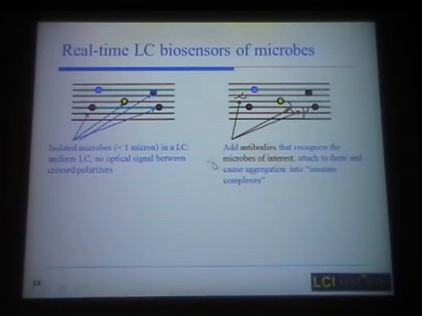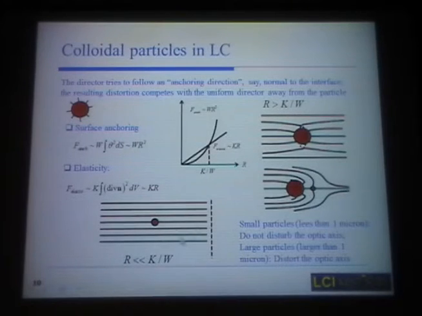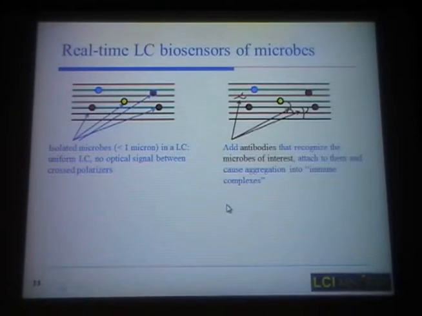So, now, if we expect that small particles do nothing to the liquid crystal and big particles distort it, and the distortions are easy to visualize because that's what we do when we look at our computer screen, then we can propose the idea of bacterial detection.